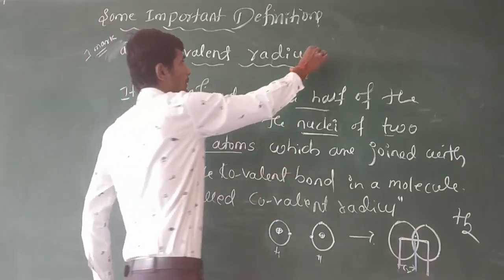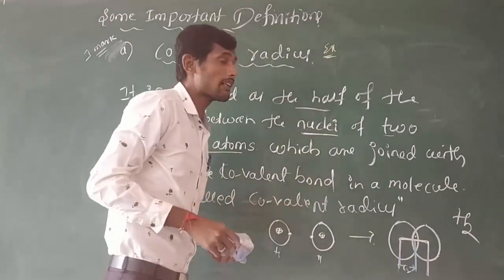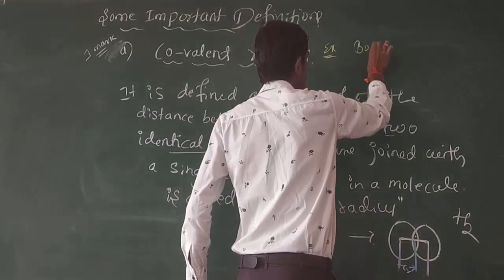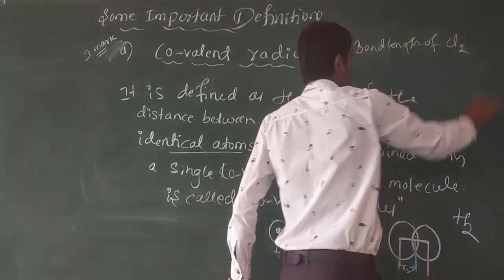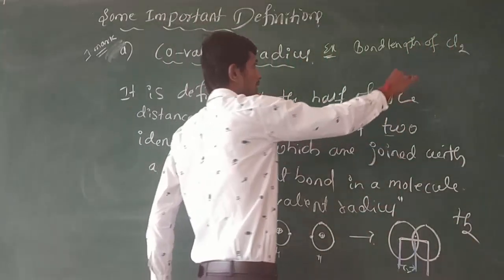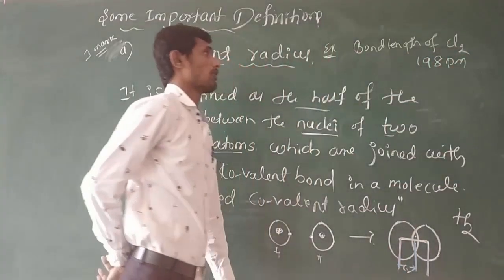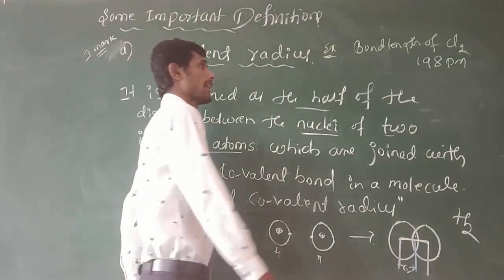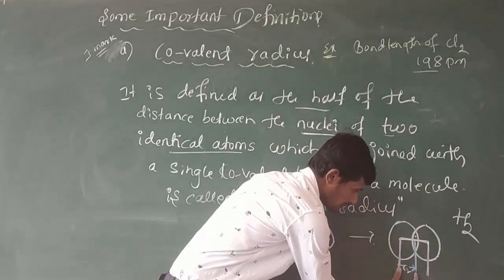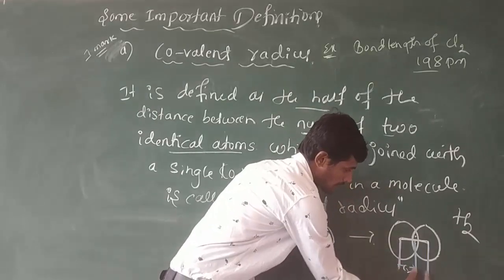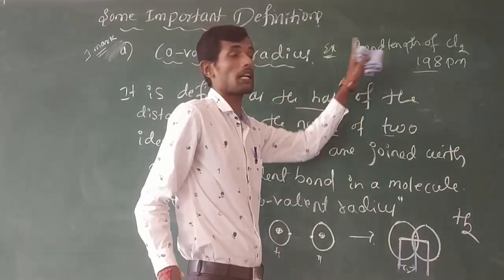If you take an example, the bond length of Cl2 molecule is 198 picometer. This is a theoretical concept. Remember, if you take this one as R1 and this one as R2, R1 plus R2 is the total bond length.